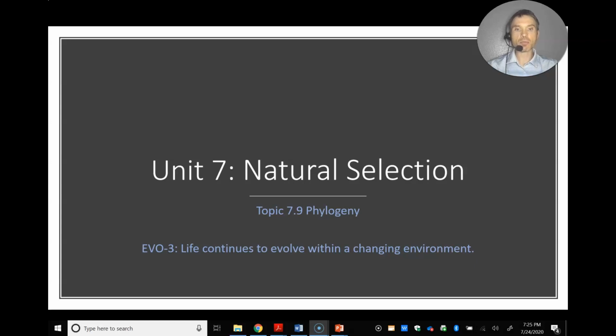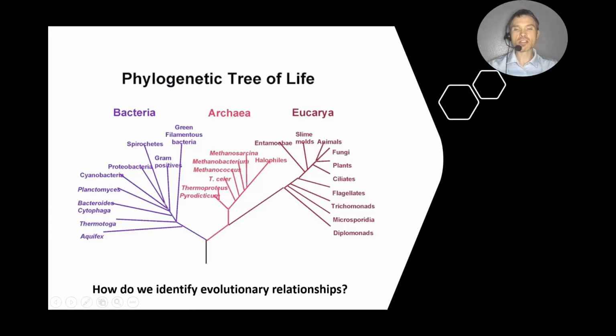So this is topic 7.9, phylogeny. We're going to begin this presentation with a picture of the phylogenetic tree of life. What this really shows us is how we identify evolutionary relationships to one another. You can see in the phylogenetic tree of life, we all start off at the root of the tree. Through millions of years of evolution, species evolve independently of one another, resulting in the three domains of life: the bacteria, the archaea, and the eukarya.